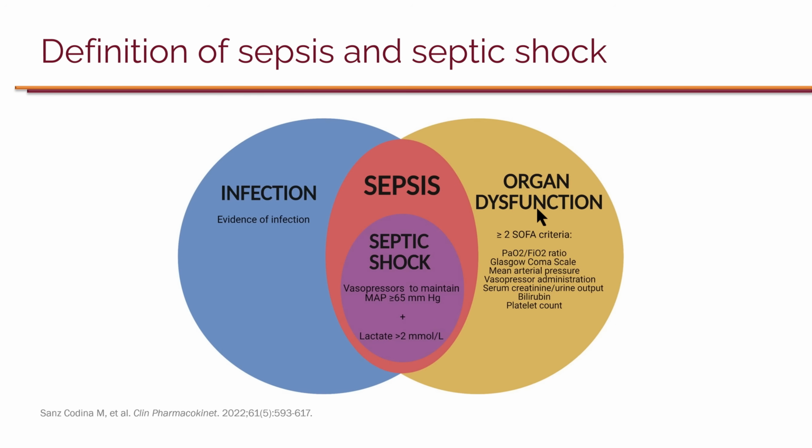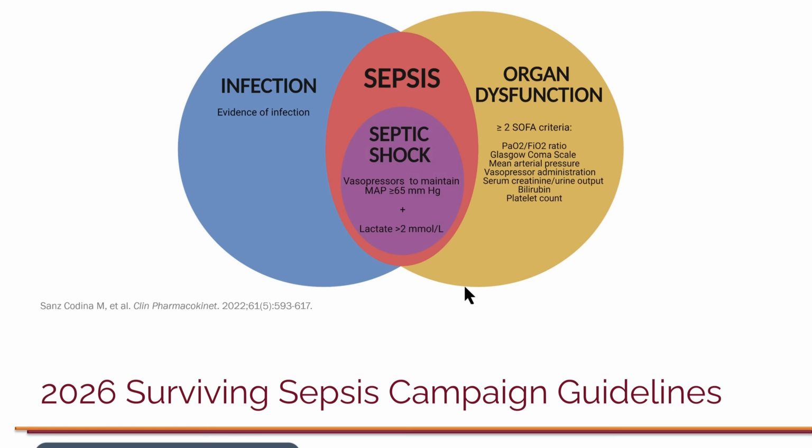But organ dysfunction is not always due to infection. It could be due to other causes. That's why the presence of an infection is required for the definition of sepsis. So once you have a SOFA score increase of 2 points plus an infection, you have sepsis. And of course, a subset of those patients who require vasopressors to maintain a MAP of 65 with a lactate of 2 meet the definition of septic shock.